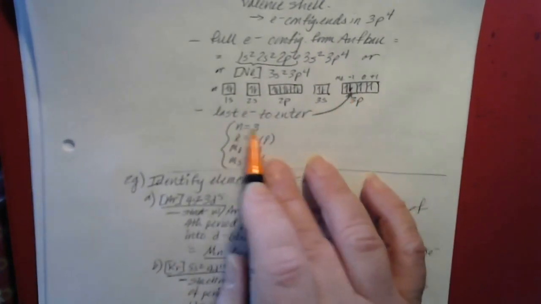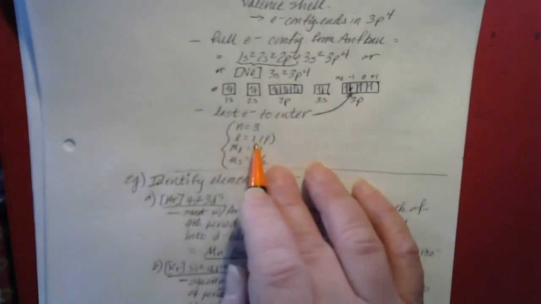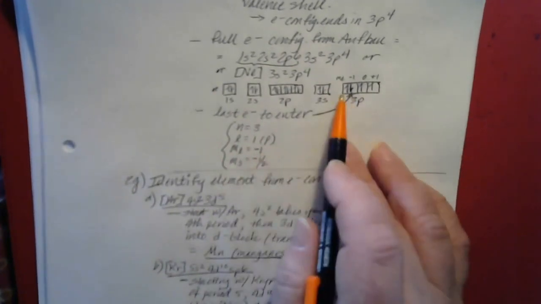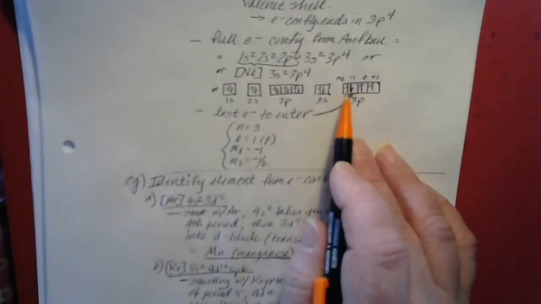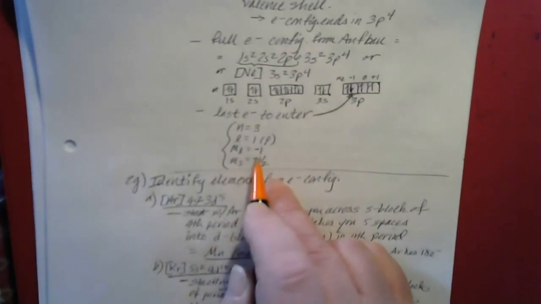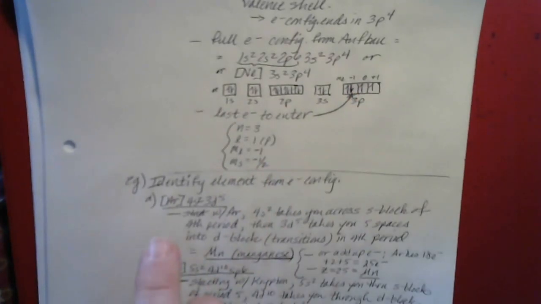So the quantum numbers for that last electron would be n equals 3, because it's in shell number 3, L equals 1, because it's in a p-type orbital, M sub L equals -1, because I drew it in the p orbital on the left, and M sub S equals -1/2, because I drew it pointing downward. Okay, so that shouldn't be too bad.